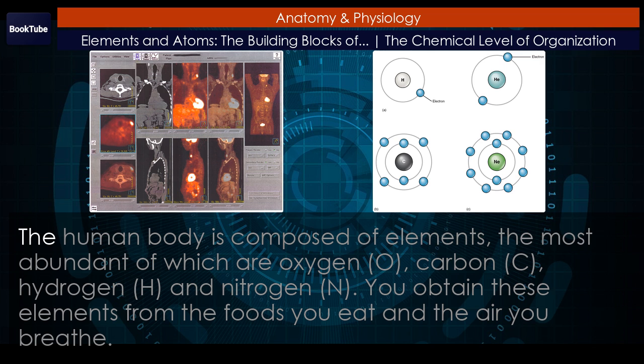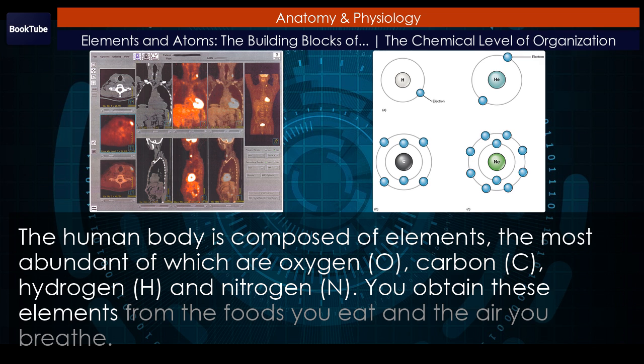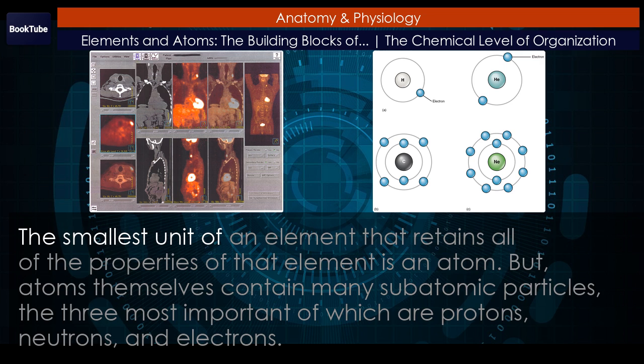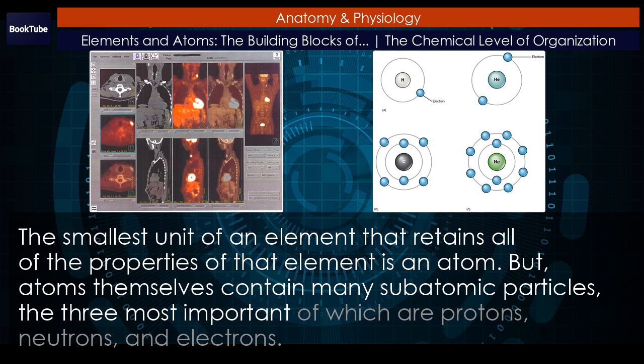Chapter review. The human body is composed of elements, the most abundant of which are oxygen, O, carbon, C, hydrogen, H, and nitrogen, N. You obtain these elements from the foods you eat and the air you breathe. The smallest unit of an element that retains all of the properties of that element is an atom. But atoms themselves contain many subatomic particles, the 3 most important of which are protons, neutrons, and electrons.